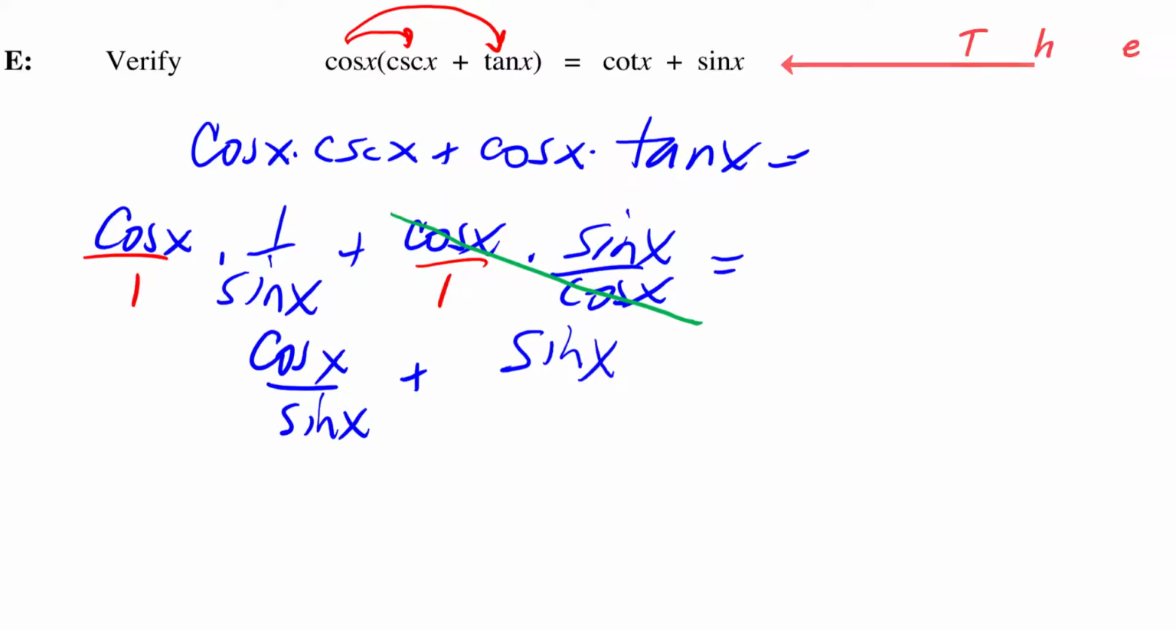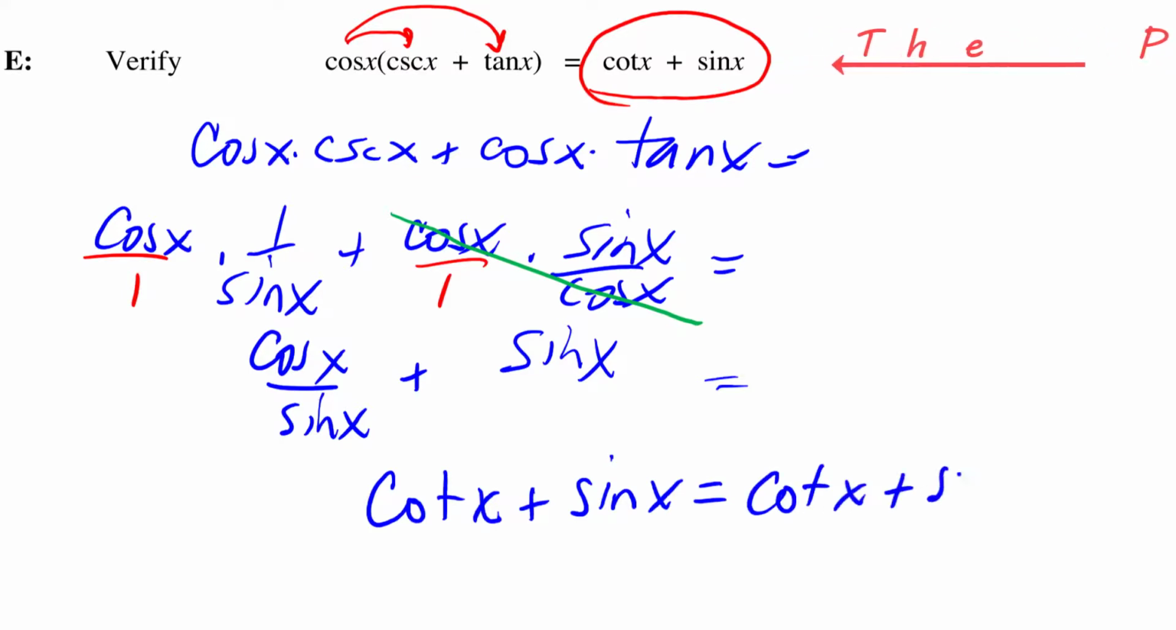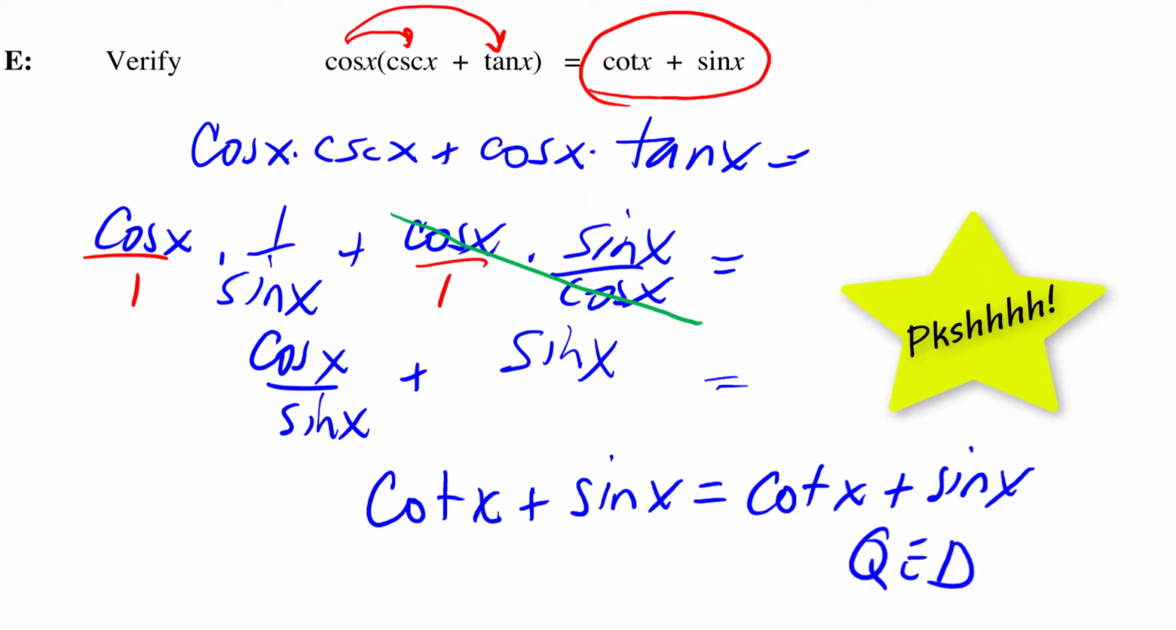Oh, what's this? Oh, yeah. Keep your eyes on the prize. Cotangent x plus sine x, we're actually just about there. When we realize what we're supposed to get from this, we don't need to get common denominators. We already have it. Cotangent x plus sine x. So it's equal to cotangent x plus sine x and QED.